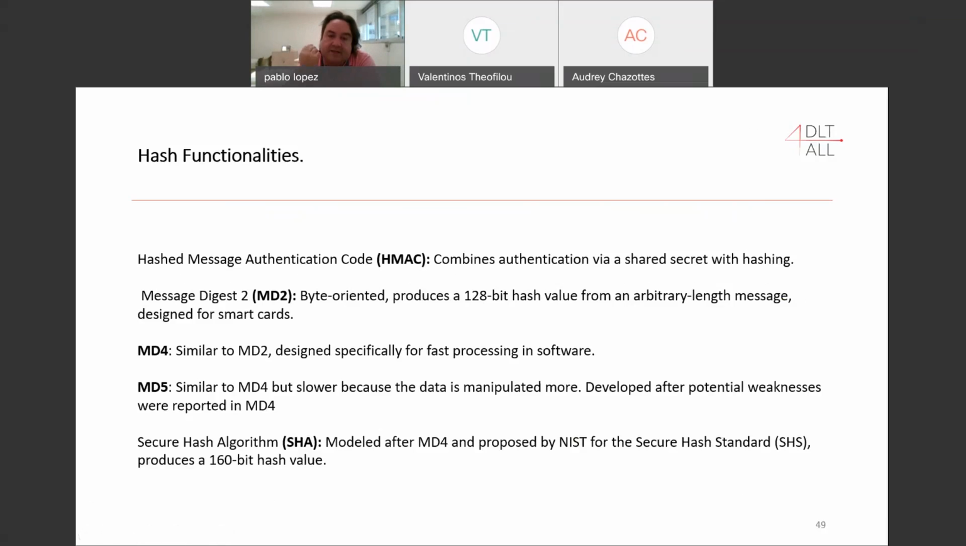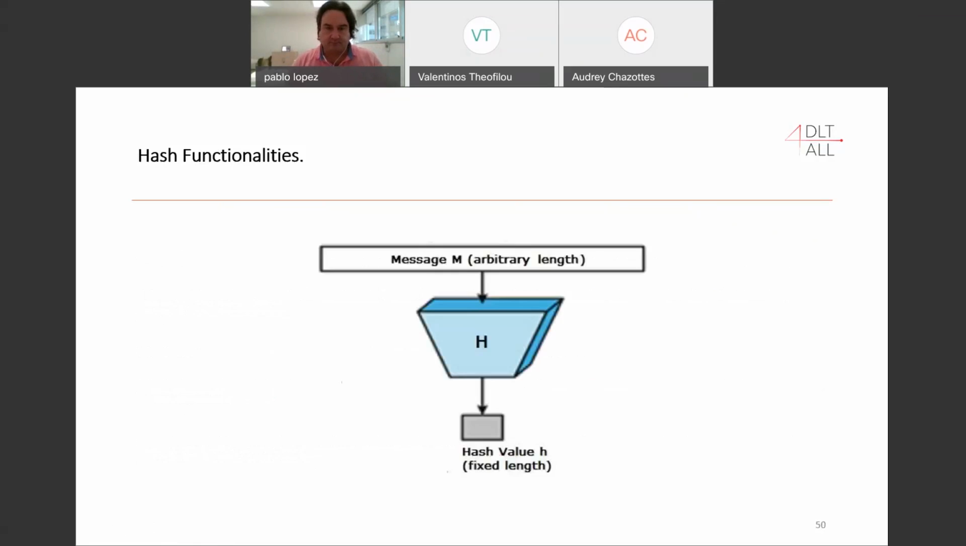SHA is a model after MD4 and proposed by the National Institute, the Secure Hash Standard, and is the one that produces a 160-bit hash value. The SHA, Secure Hash Algorithm. Remember it because we will use it in the next steps.